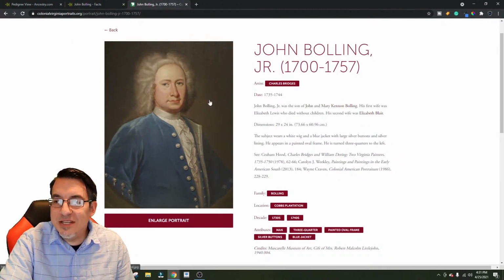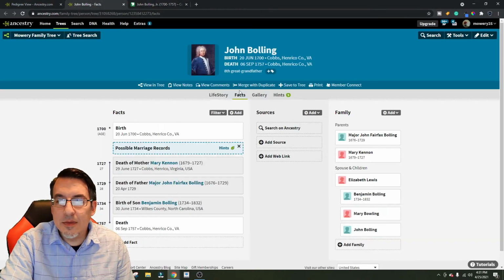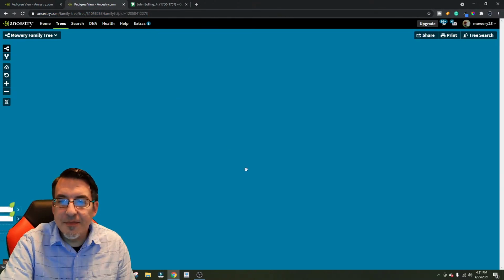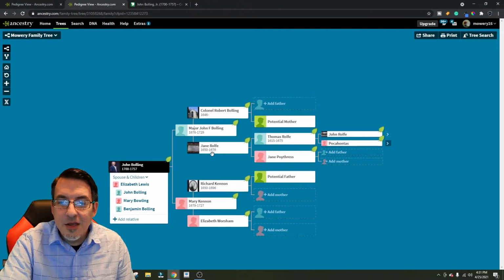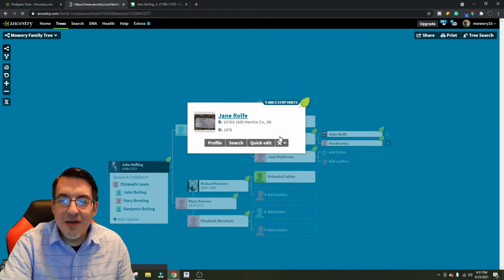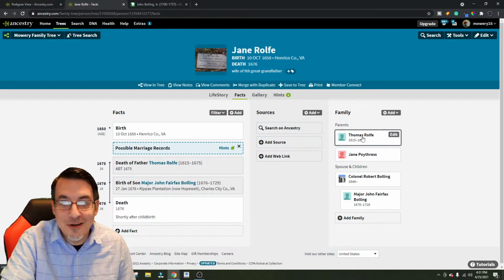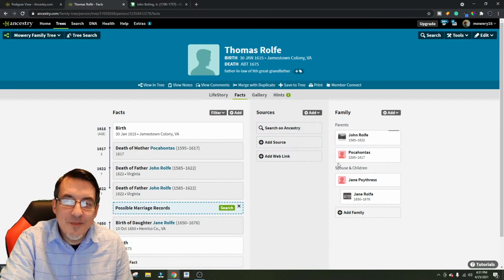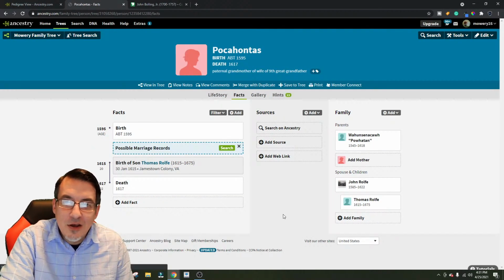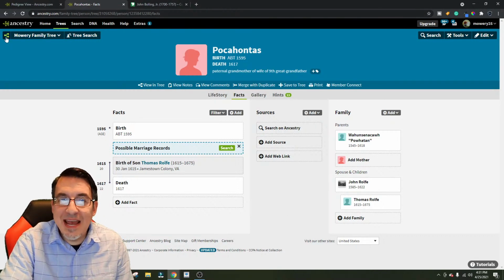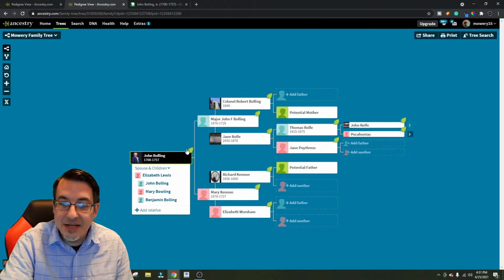And the reason that this matters is that if you go back a little further in John Bowling's family tree, maybe, let's see here. Oh, it's over here, that's why. You find out that his grandmother was a girl named Jane Rolfe. Jane Rolfe's father is a guy named Thomas Rolfe. And Thomas Rolfe's mother was a girl named Pocahontas. So Pocahontas is my ancestor on multiple lines.